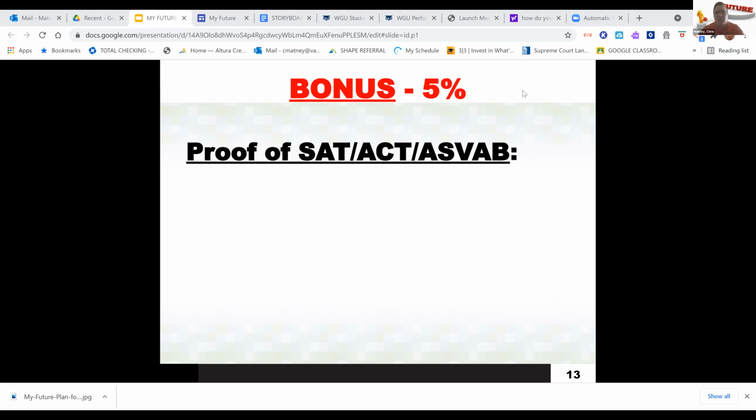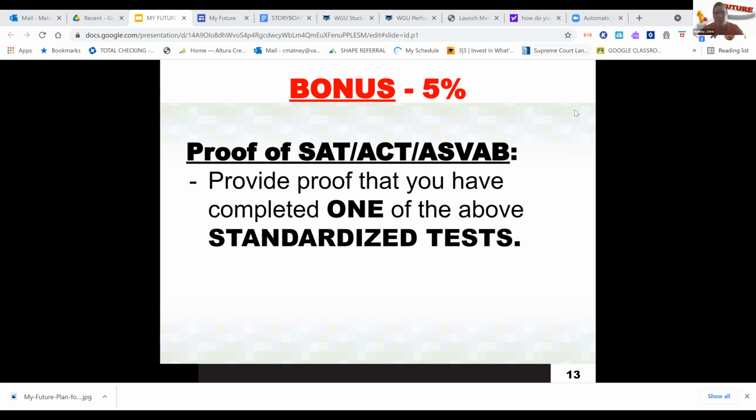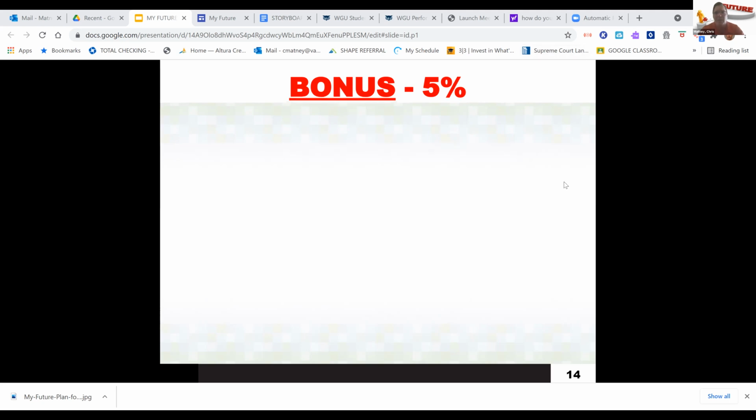Sometimes they put it on your transcript. Anything like that you give me, you show me. It doesn't have to be all 3 of these, any one of these 3, ladies and gentlemen, and you get a 5% bonus. Okay. So that's pretty good. Just do one.